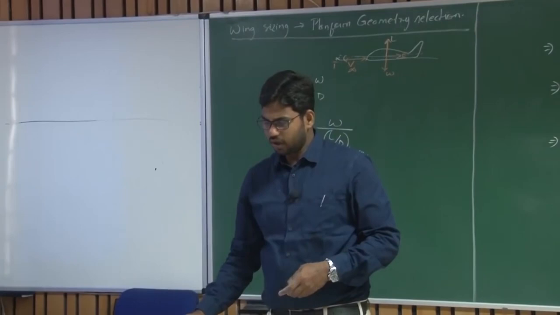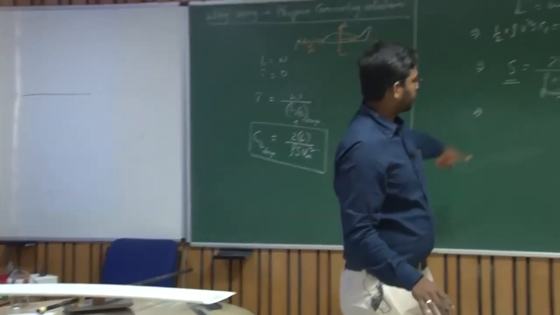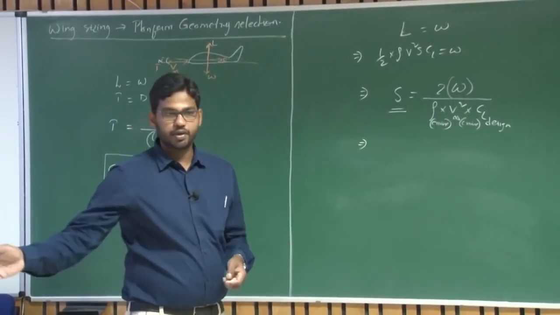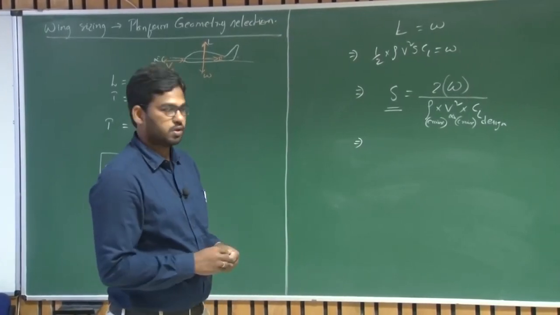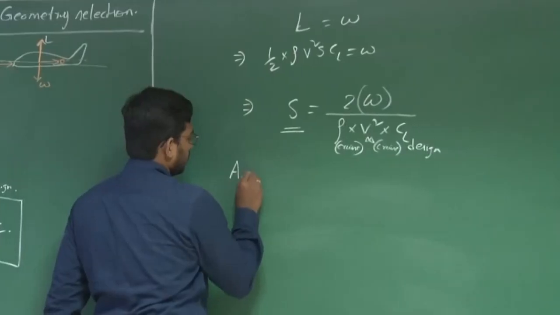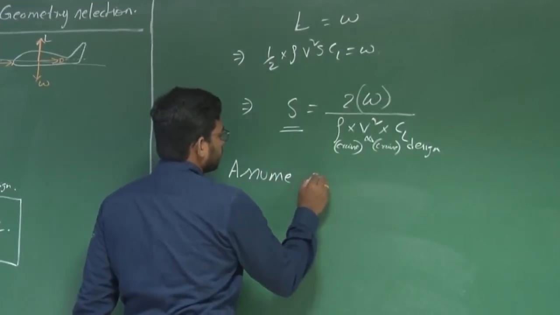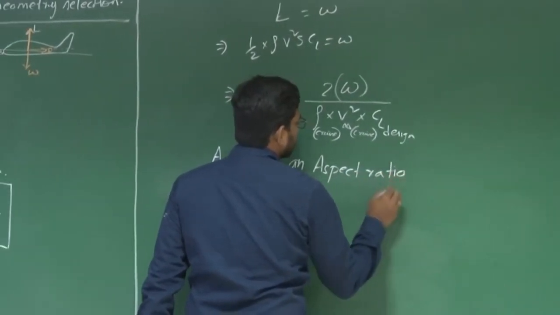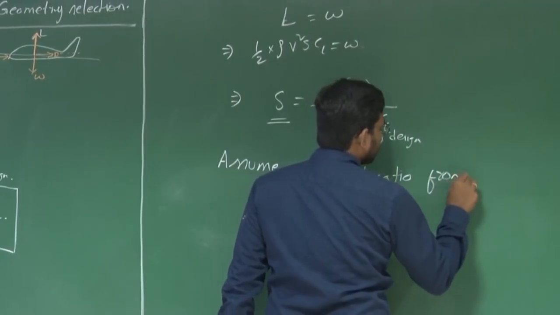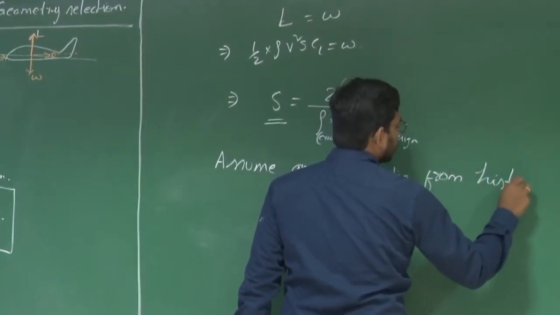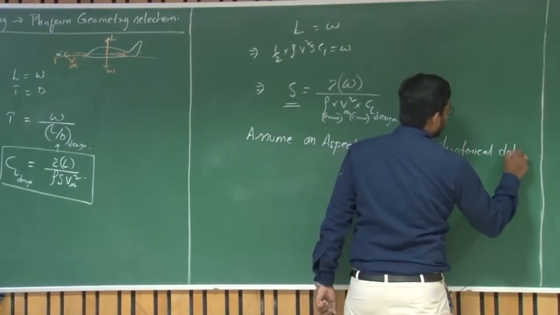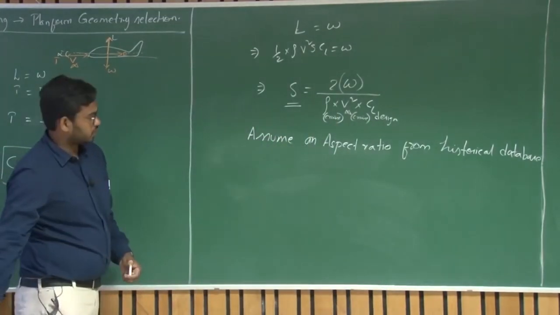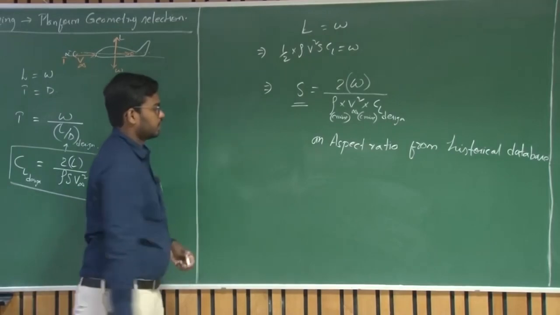So how to decide this? In this approach, we are going to talk about the wing planform geometry as a function of aspect ratio as well as taper ratio, right? So assume an aspect ratio from a historical database. So what is this assumption? Or you can say, consider an aspect ratio.